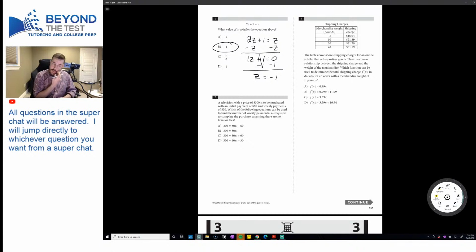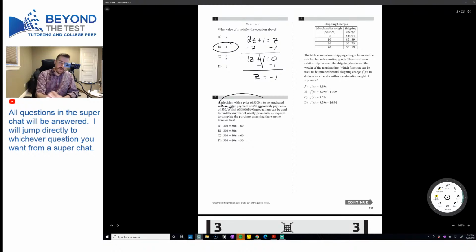All right, let's take a look at question 2 then. A television with the price of $300 is to be purchased with an initial payment of $60 and weekly payments of $30. Which of the following equations can be used to find the number of weekly payments W required to complete the purchase, assuming that there's no taxes or fee?